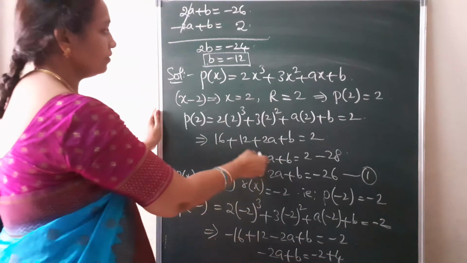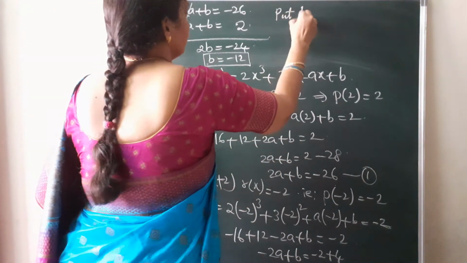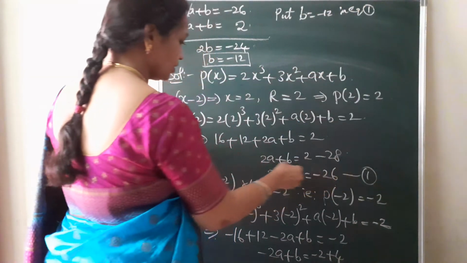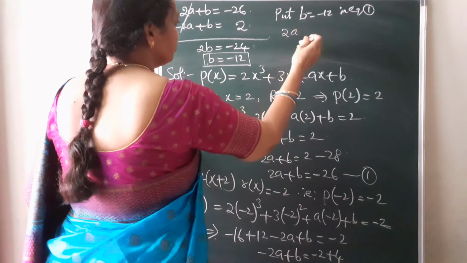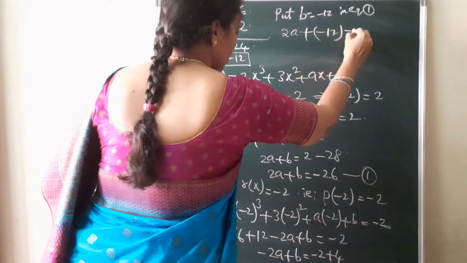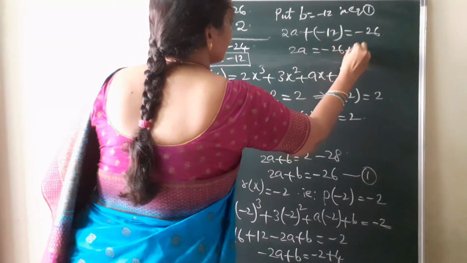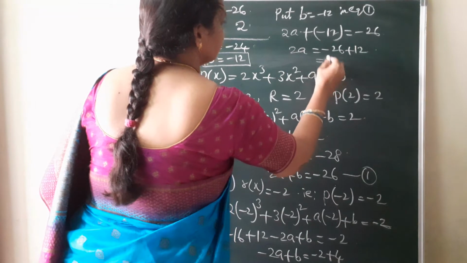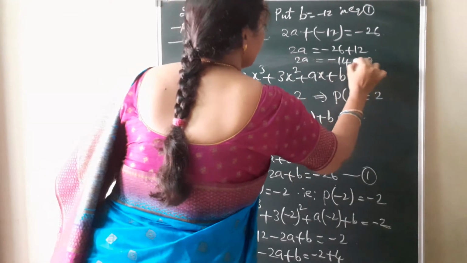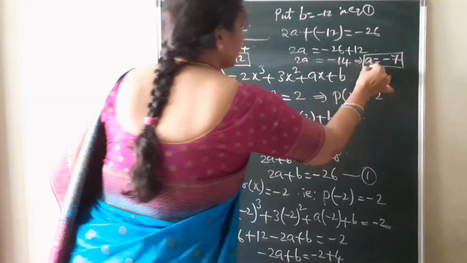So substitute the b value in the first equation. Put b is equal to minus 12 in equation 1. Then equation 1 becomes 2a plus minus 12 is equal to minus 26. So 2a is equal to minus 26 plus 12, which is nothing but minus 14. So 2a is equal to minus 14 and a is equal to minus 7.